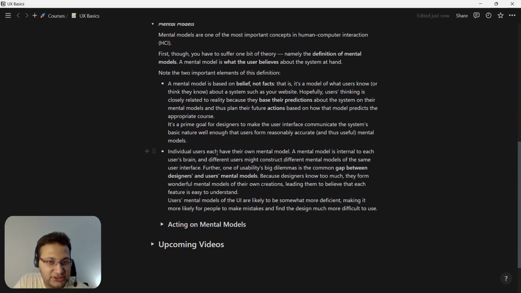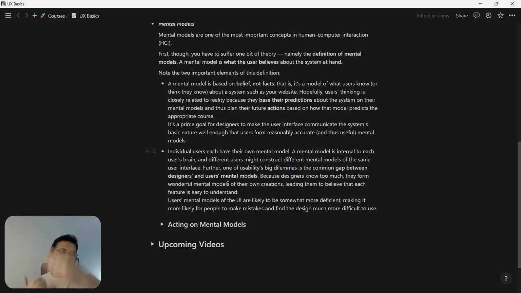Individual users each have their own mental model. Every user will have a different mental model. It's not one mental model for all your users. That's not going to happen, because everybody has learned from different products and services, so they have formed mental models differently. A mental model is internal to each user's brain, and different users might construct different models of the same user interface. Further, one of usability's big dilemmas is the common gap between designers' and users' mental models.